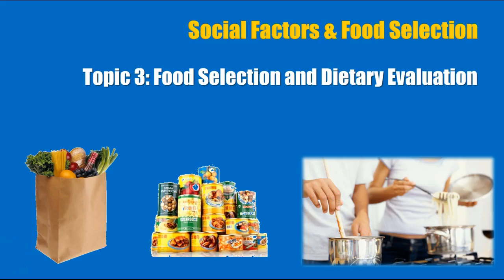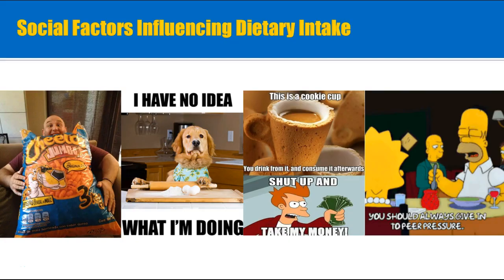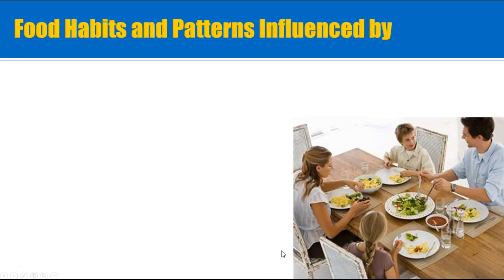Hi everyone, so we are looking at social factors and food selection today. Some of the social factors that influence our dietary intake include food habits or patterns, so whether you like to sit on the couch and eat lots of Cheetos, your knowledge of food and how well you conduct yourself in the kitchen, your response to advertising, whether you give in to peer group pressure, and also your available food supply.